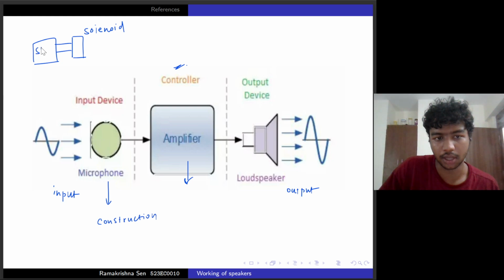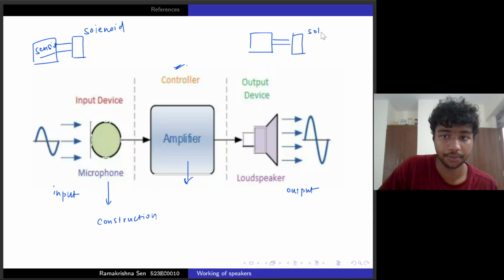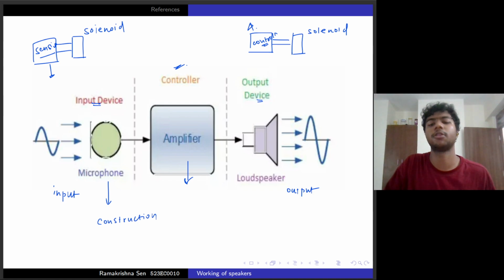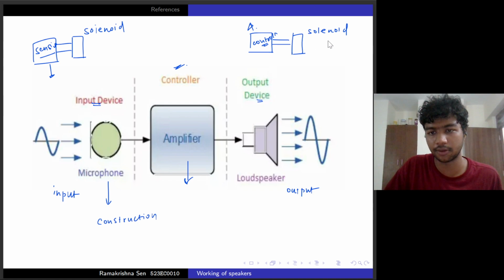So yeah, it has a sensing element here. In case of the loudspeaker, there is no sensing element anymore. It still has a solenoid, but there's no sensing element. This sensing element is the key. This is the controlling element right now. So the sensing element is useful because it's a sensor, and the controlling element is useful because it's an actuator. We'll speak more about this. So I just wanted to give you this idea about the similarity between a microphone and a loudspeaker.